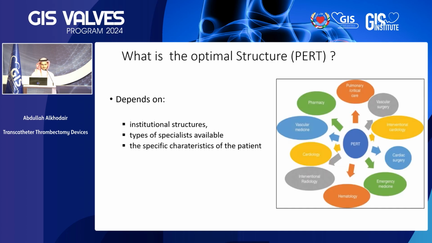So who should be in the PERT team? This depends really on your hospital and the institution structure, what specialties are available. But usually we have ICU, critical care, pulmonary, cardiology, interventional radiology, among others.